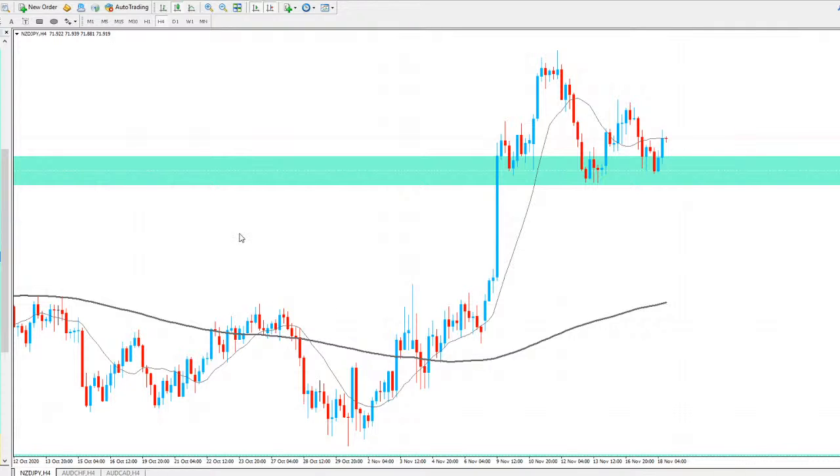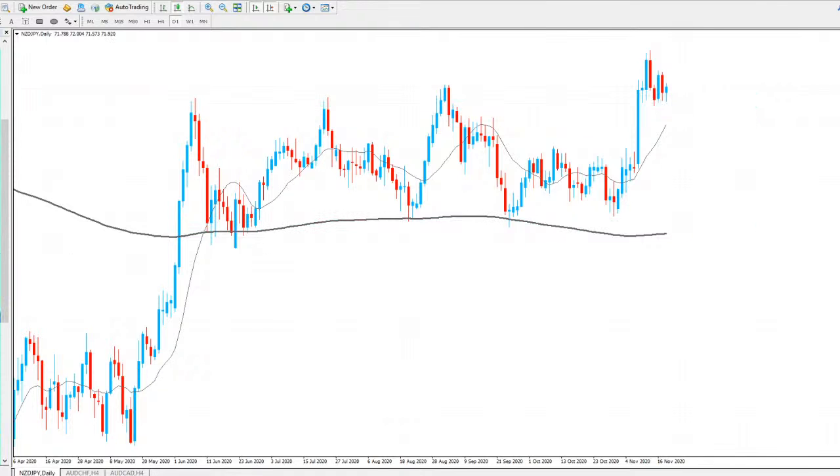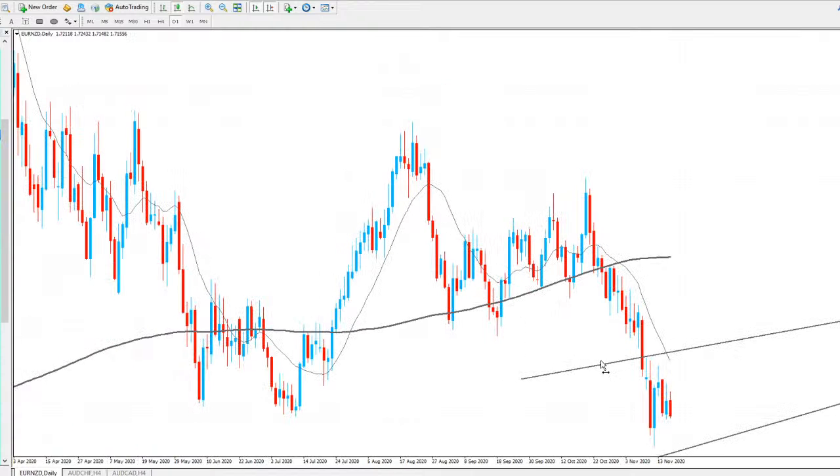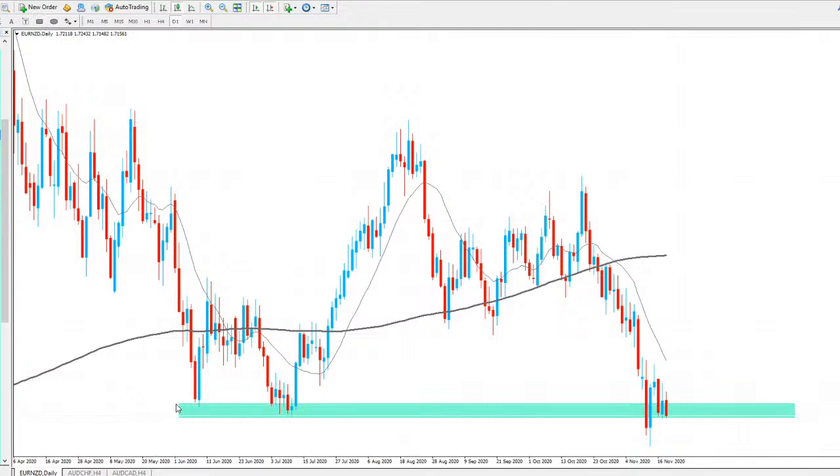I'll take a look at Euro NZD and Euro AUD right now. Okay, so Euro NZD, for this one, we saw some bullish price action coming to the market on the daily time frames here.